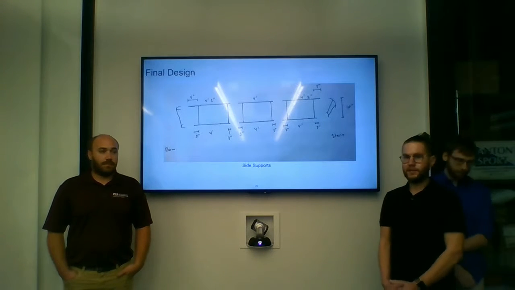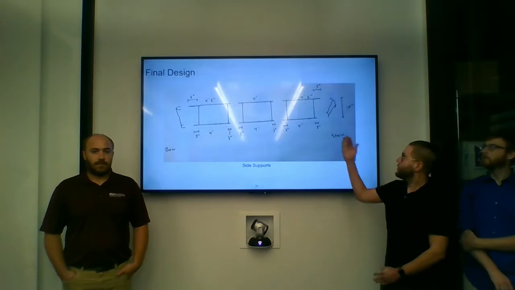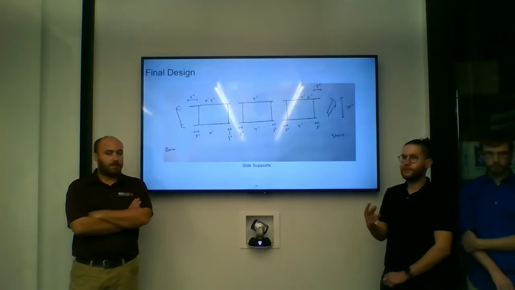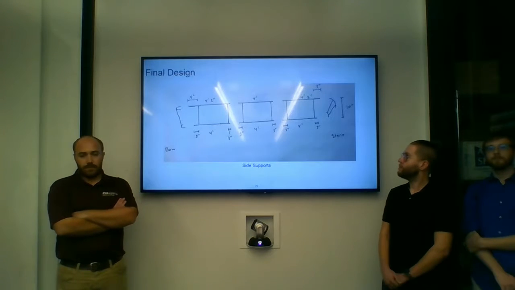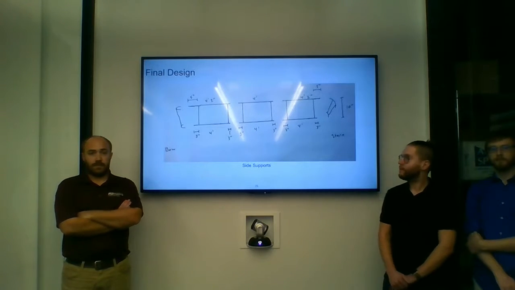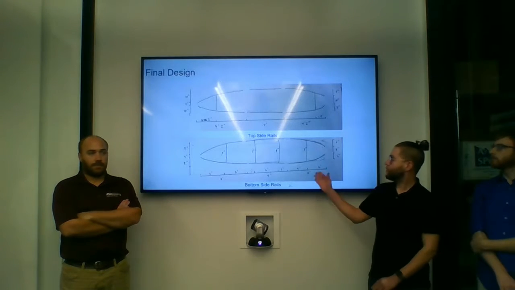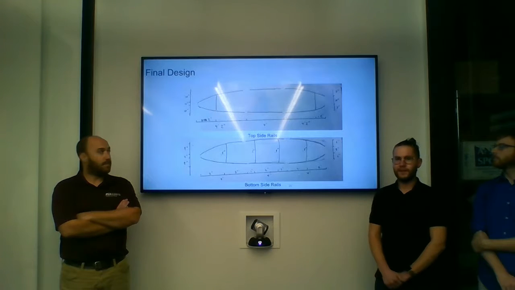So for our final design this semester, we had made a few changes. One of the most notable changes is each individual section now has 2 vertical supports, and they're welded in place and permanent. We did that so we would have fewer individual components, easier to assemble. And then also, each section is now 4 feet instead of the variable lengths we had before, and we've also removed the expansion joint.